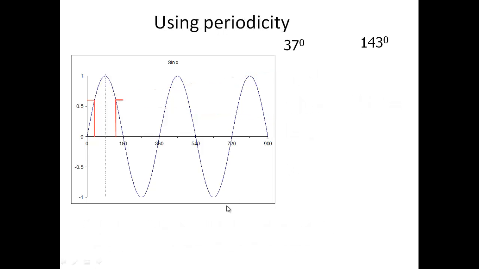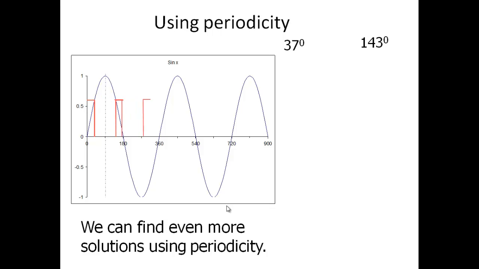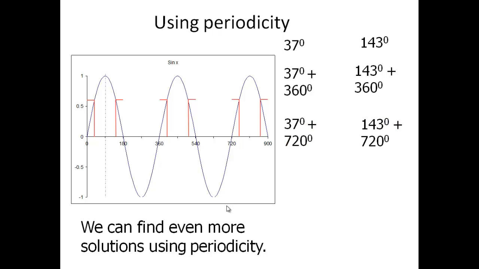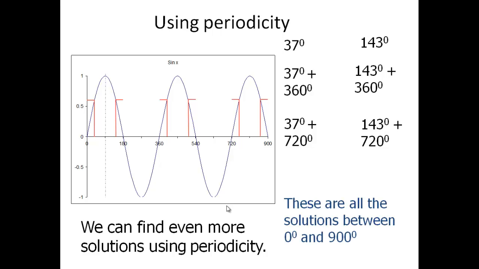We can then find further values by using the period of the graph, how it repeats itself every 360 degrees. So we have two more solutions here, and these solutions will be at 37 plus 360 and 143 plus 360, and then a further two solutions here, and this obviously goes on forever. What we've found here is all the solutions between 0 and 900 degrees.